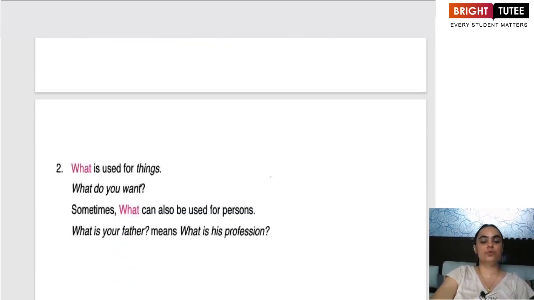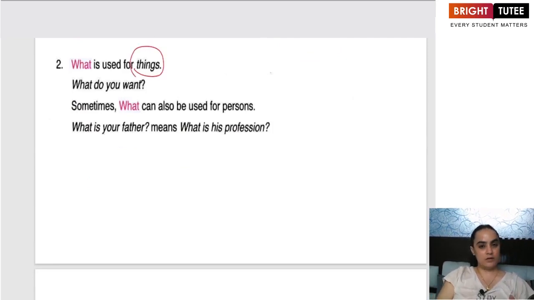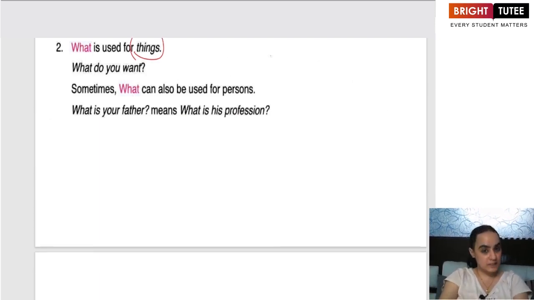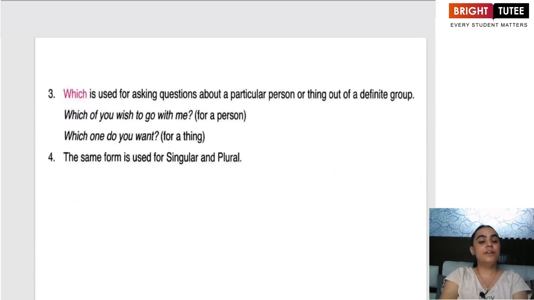What is used when we talk about things. What do you want? What is kept there? What is the reason that you are late? And so on. There are some cases in which what is also used for people, like what is your profession, or who is your father and what is his profession. So at times what can be used for people also, but most of the times what is used to talk about things.